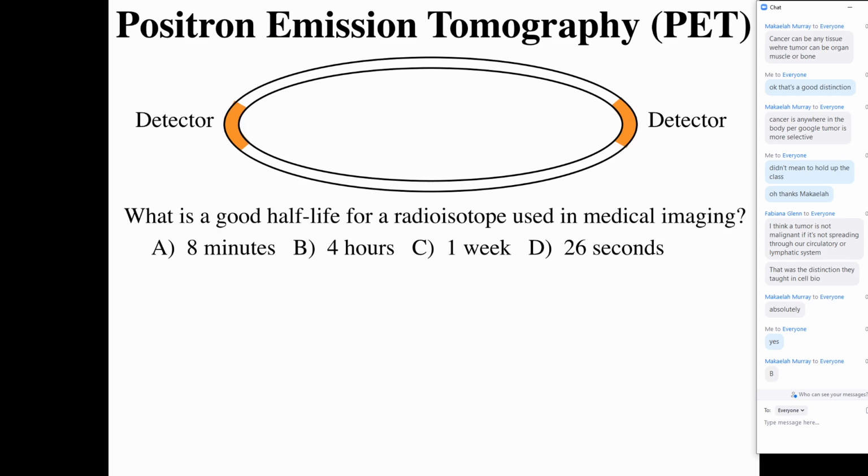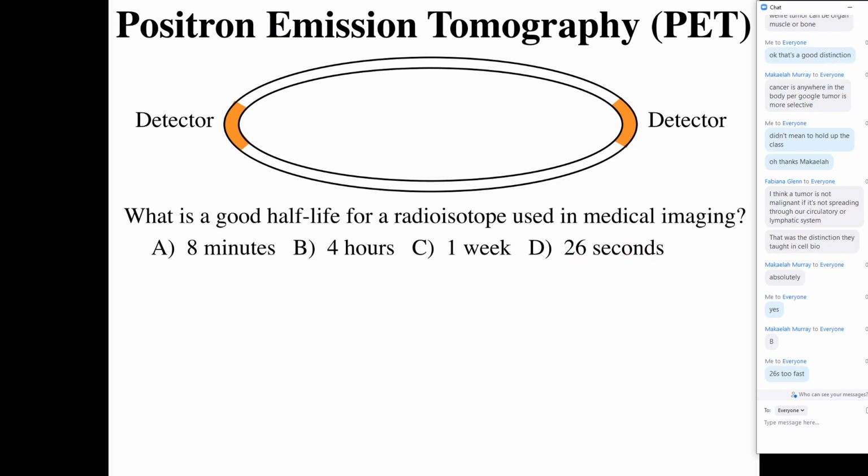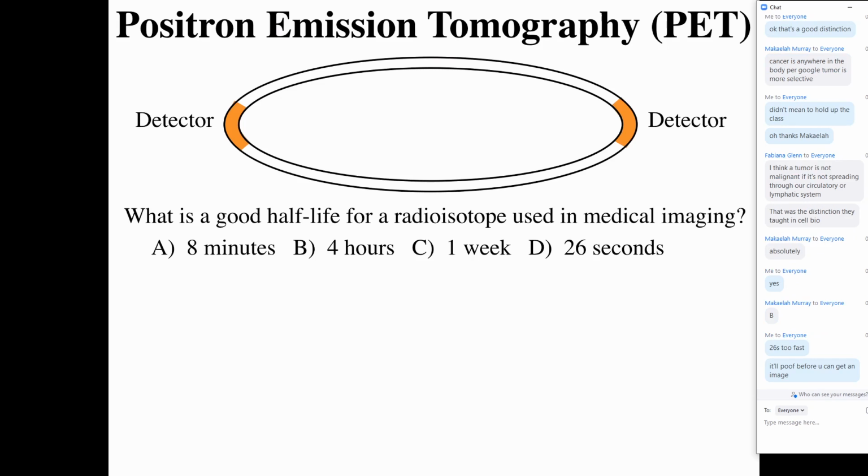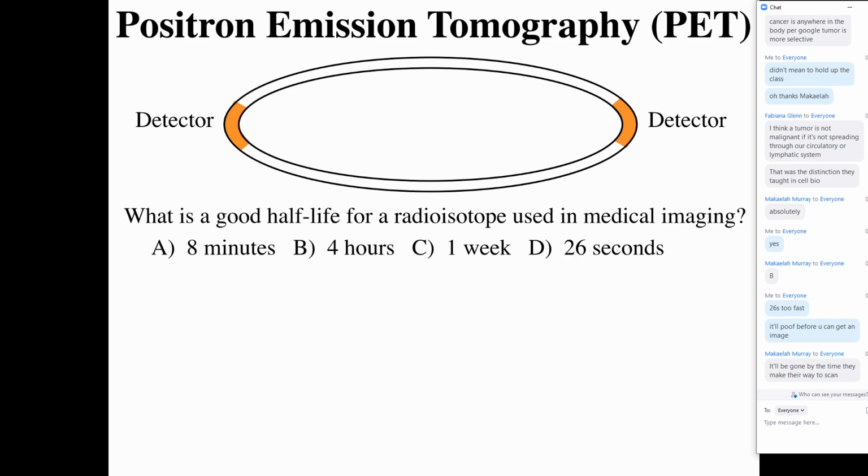Okay, so how long do I want it to be active? Let's look at the extremes first. Let's look at 1 week and 26 seconds. Is 26 seconds practical or impractical? Why is it too fast? Perfect, gone before you get an image. By the time they get it into the body, through the bloodstream, into the cells where it's active, it has long since dissipated everything. Not practical.